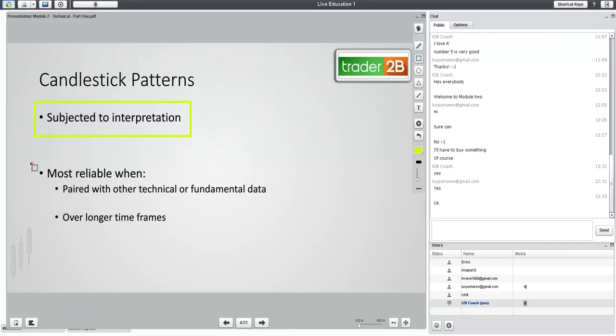Okay, to increase our chances of having a successful interpretation, it is important to pair our technical patterns and candlesticks with other technical indicators, fundamentals, and things like that. In addition, it is more reliable when we look over a longer time frame. I will talk a bit about analyzing time frames in the next module. So keep this point in mind. We will be returning to this point in the future.